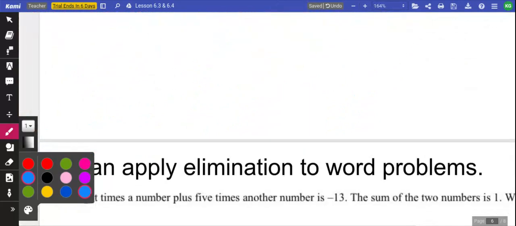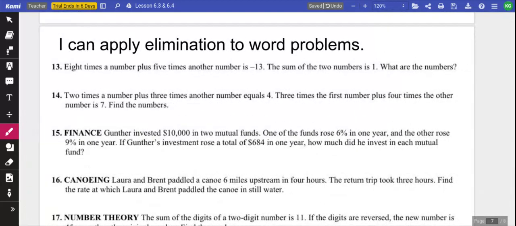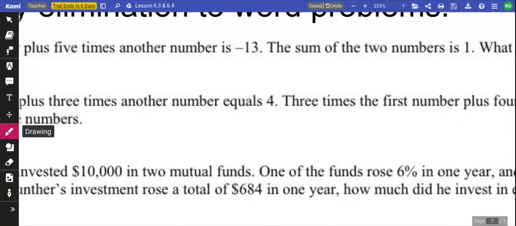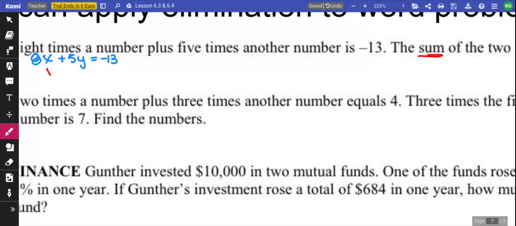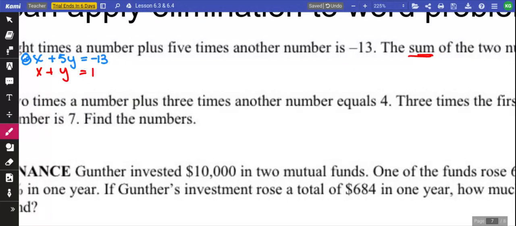Okay, let's move on to applying it to word problems. So when we get down to these, what we're going to have to do is write our own elimination problem and then be able to solve it from there. So this one says 8 times a number, so that would be 8x, plus 5 times another number, so plus 5, another number would be y, equals negative 13. Then for my second equation, the sum, which means to add the two numbers, so x plus y equals 1.